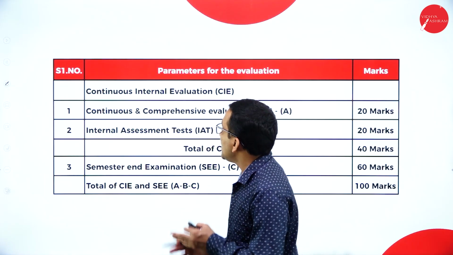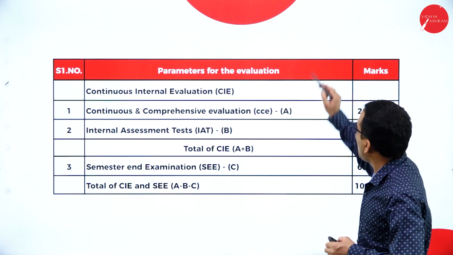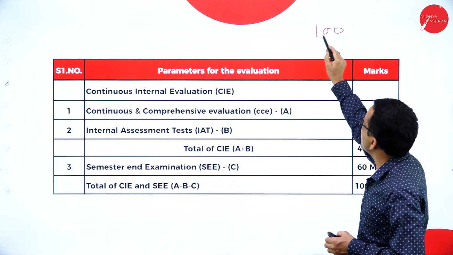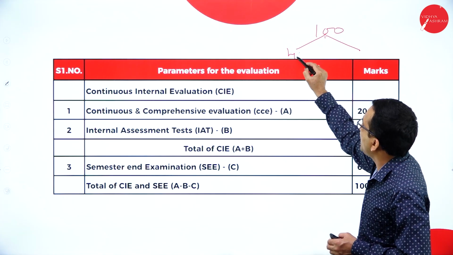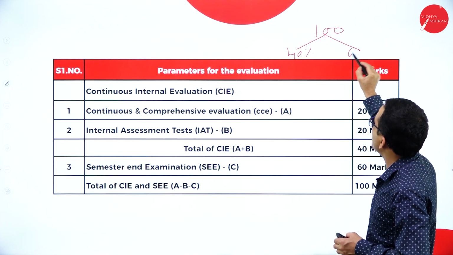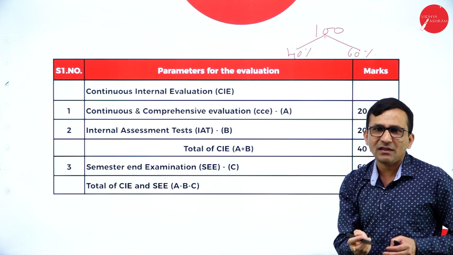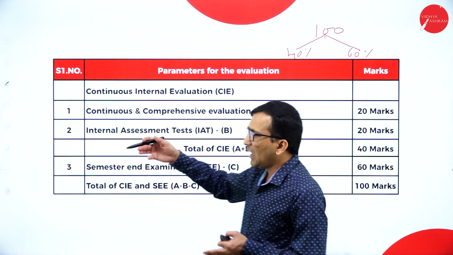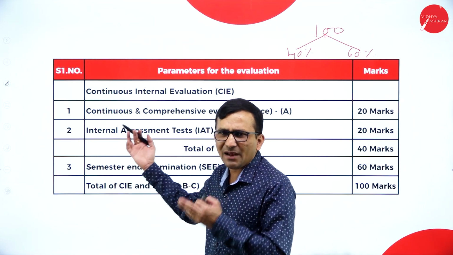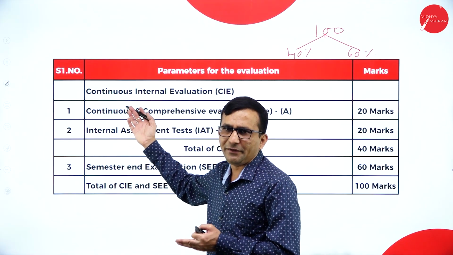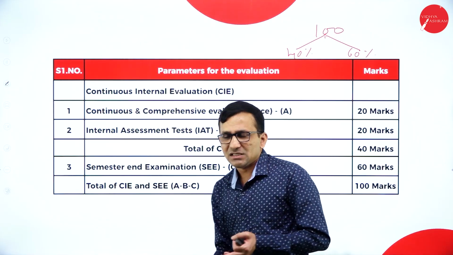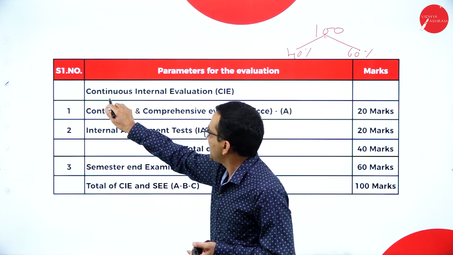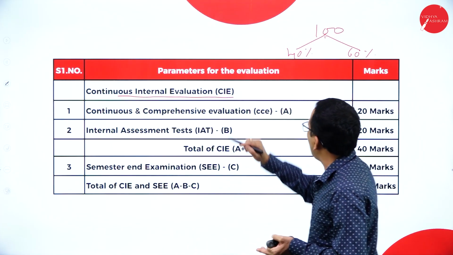Moving forward, the paper is 100 marks, divided into 40% for internals and 60% expected from the semester end examination. The components are quite the same as what you studied in the previous semester, so the same pattern will carry on. I am also explaining the continuous internal evaluation.